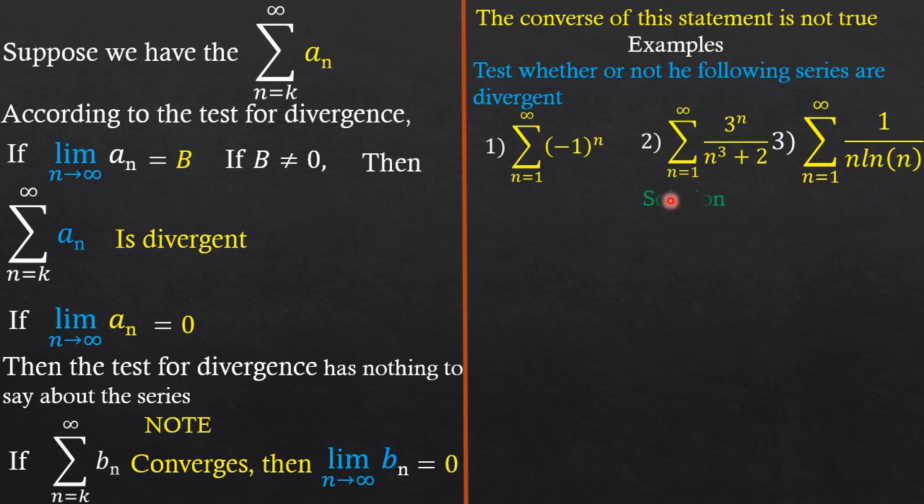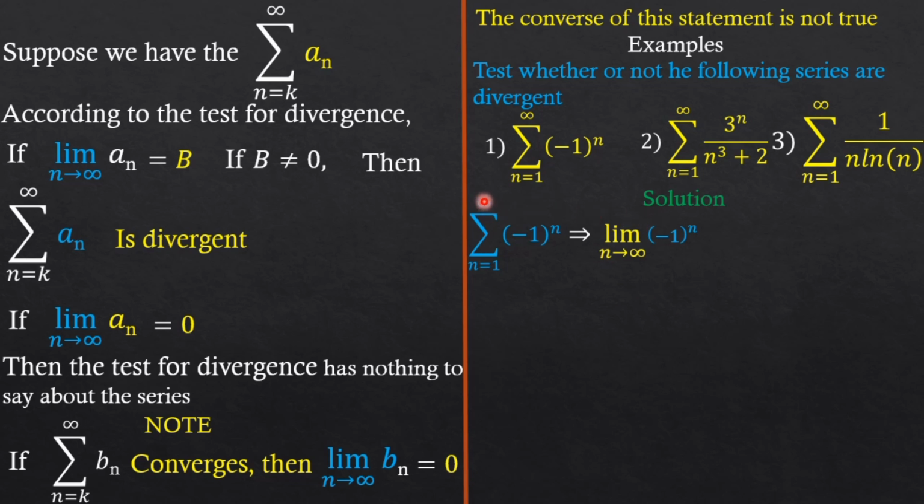So guys, let's start with the first, which is the series as n goes from 1 to infinity of negative 1 raised to the power n. If we take the limit as n goes to infinity of the sequence, which is negative 1 to the power n, right?